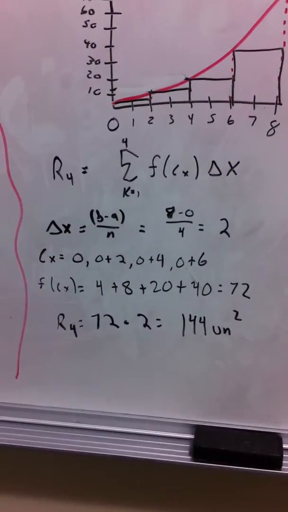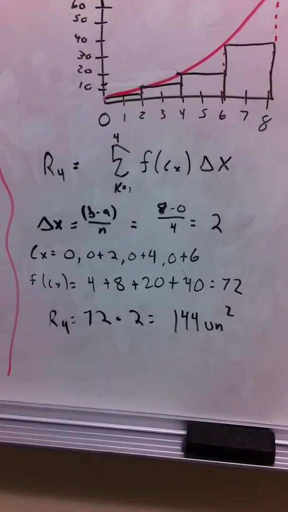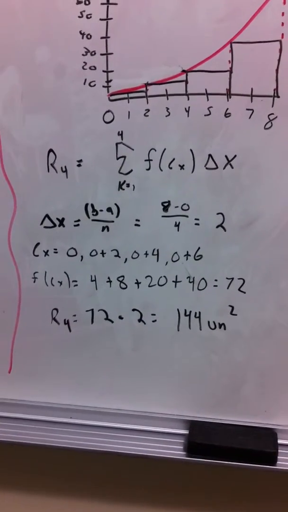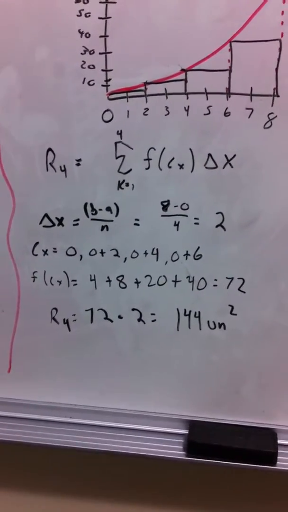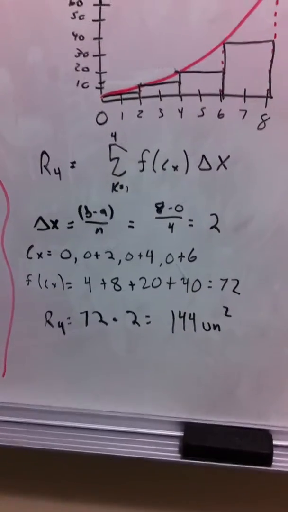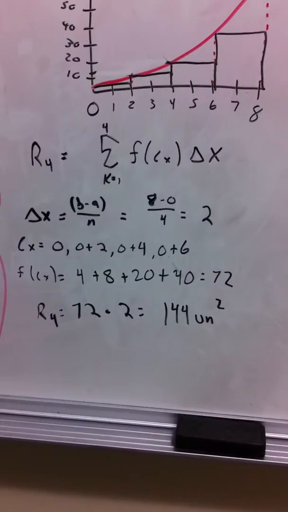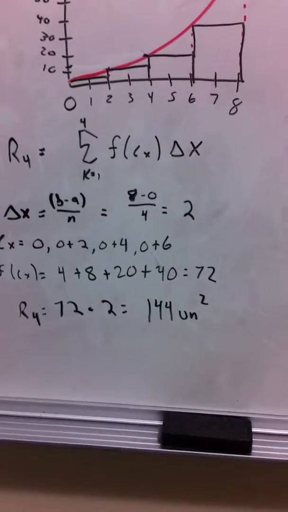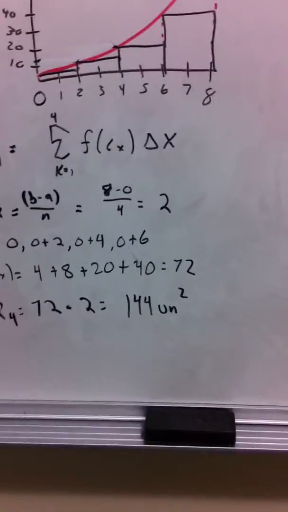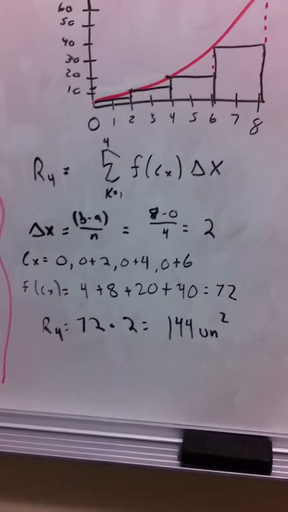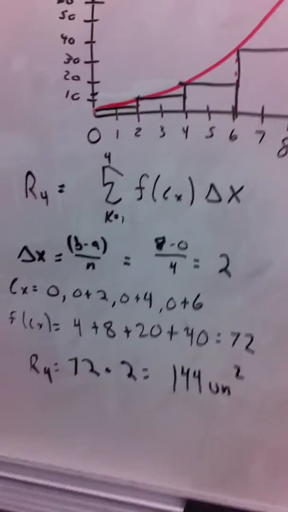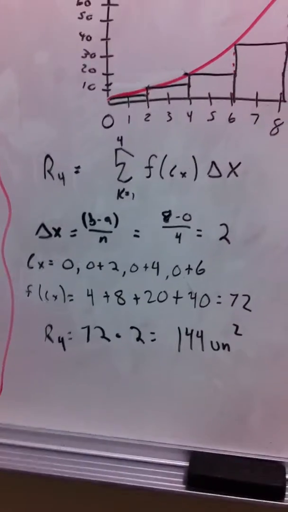So first we're going to solve for delta x in this equation. And delta x, as we know from earlier, is equal to b minus a over n, the number of rectangles. So b, the right endpoint here, is 8. 0 is the left endpoint, and that's a. And then n is going to equal 4 because we're trying to use 4 subintervals. So we have 8 minus 0 over 4, which is equal to 2. So delta x equals 2.